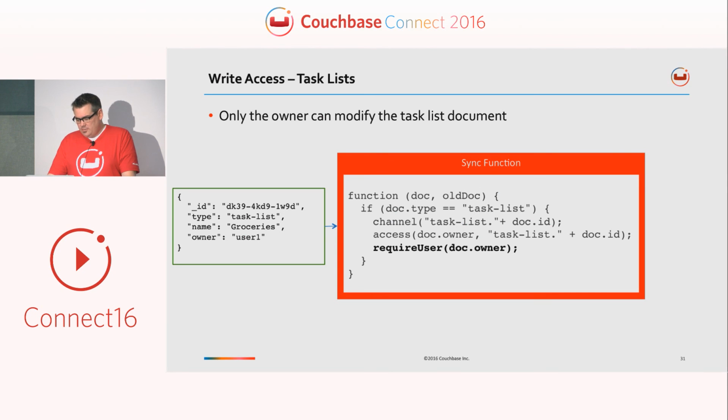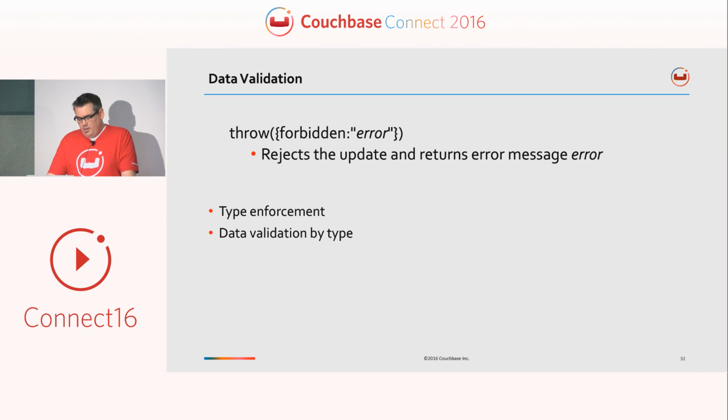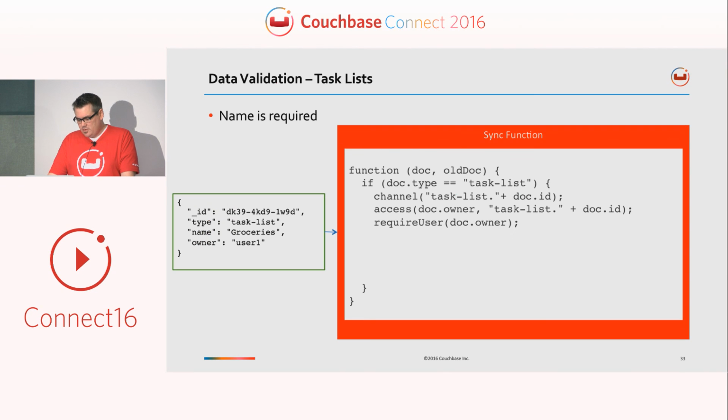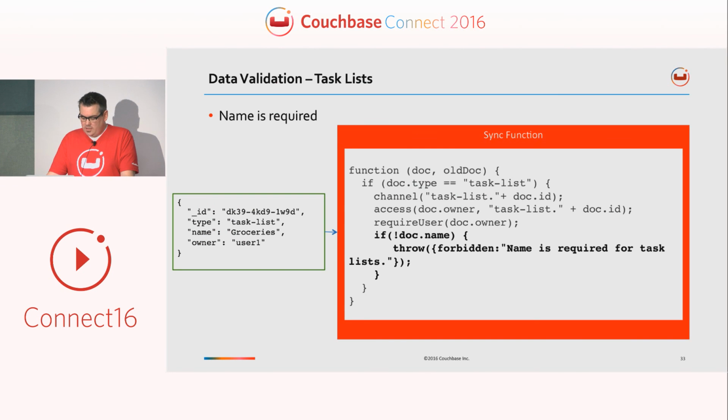And then finally, let's do some data validation. Data validation really just allows you to construct your business logic in JavaScript and then throw an error and reject the document if your validation fails. Here we'll do data validation for type enforcement, and then we'll do some data validation by type. So let's say for the task list document, we want to ensure that the name is present. We'll just add some basic functionality to look for the name and to reject the document if the name isn't present.